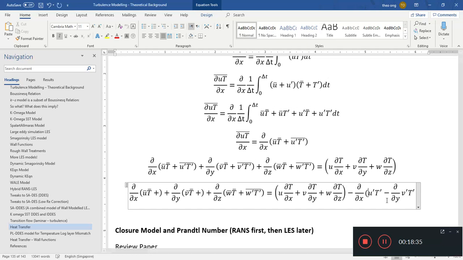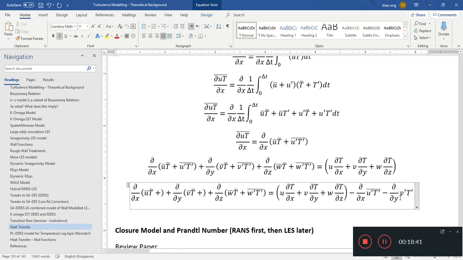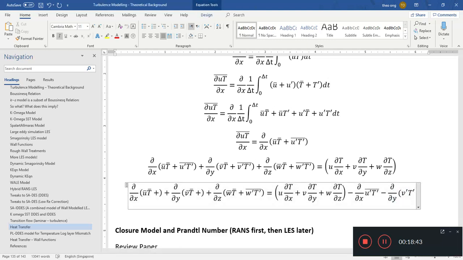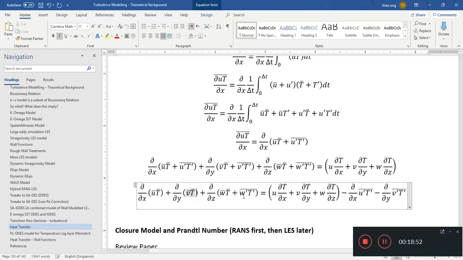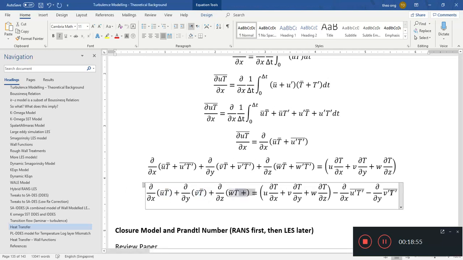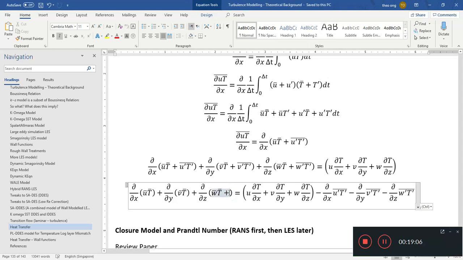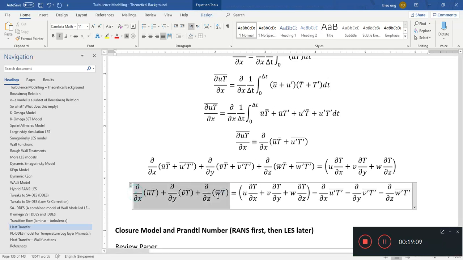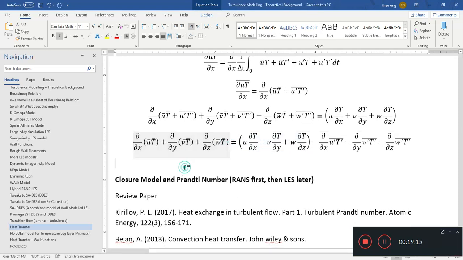I'll just average the last two terms, and we should be about done here. This thing can be by itself. This one I can bring out, partial z of this. Alright, so that kind of covers it. Then these terms, of course, we can expand them out like so.